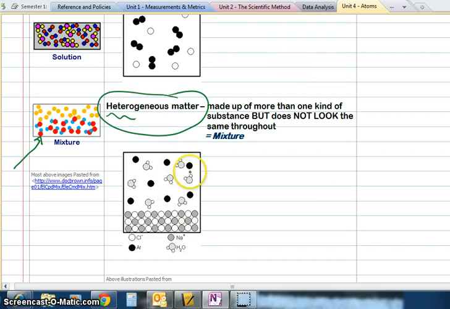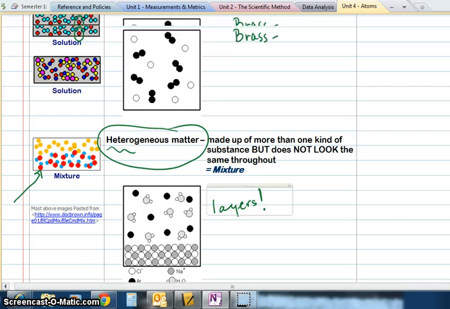So you're going to see layers in a heterogeneous mixture, or you're going to be able to see the different pieces, like in cement, or salami is a really good example. That is a bunch of different kinds of meat and fat and kind of gross stuff all ground up together and formed into a solid piece that is heterogeneous, where bologna is a little bit more homogeneous. It's made up of different parts, but they look all the same.